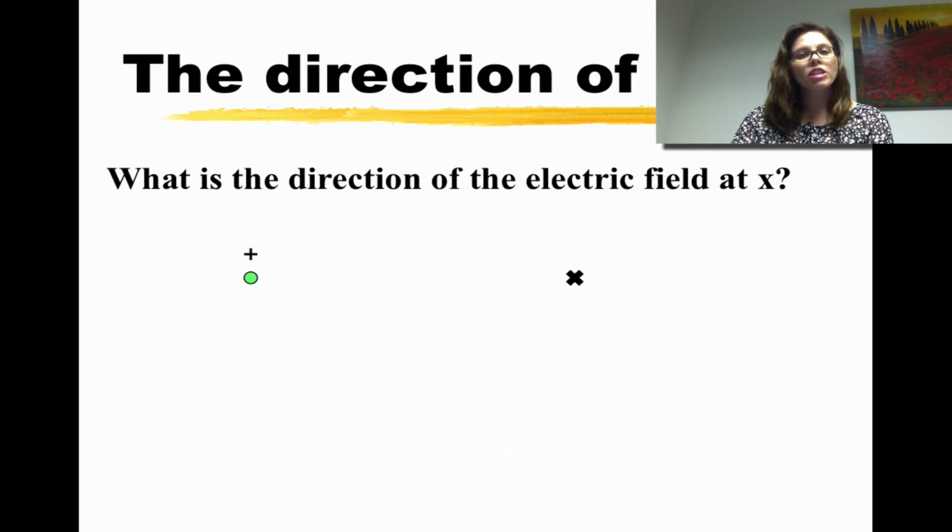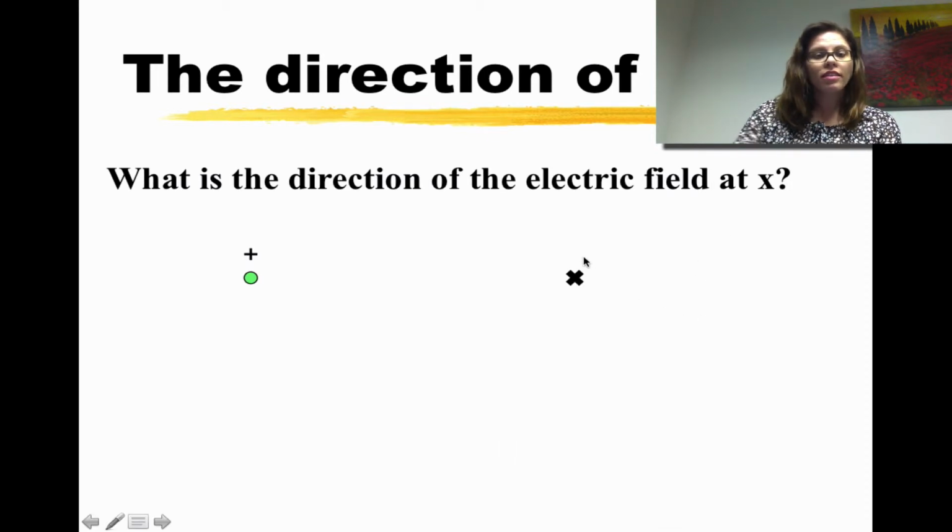Okay, what direction is the electric field at point X? So remember, electric field is the force that a 1 coulomb charge would feel if it were placed at that location. So let's say that we had a 1 coulomb charge right here.